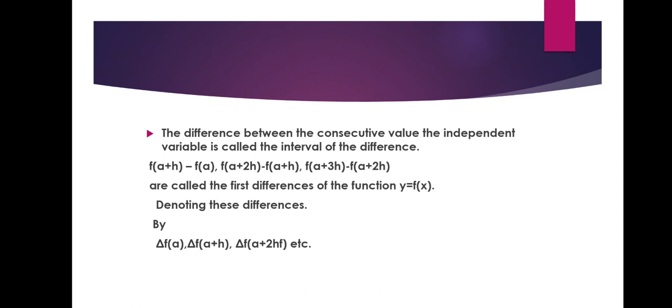f of a plus h minus f of a, f of a plus 2h minus f of a plus h, f of a plus 3h minus f of a plus 2h are called the first differences of the function y is equal to f of x. Denoting these differences, delta f of a. Delta is an operator called the forward difference operator. Delta f of a plus h, delta f of a plus 2h, etc.